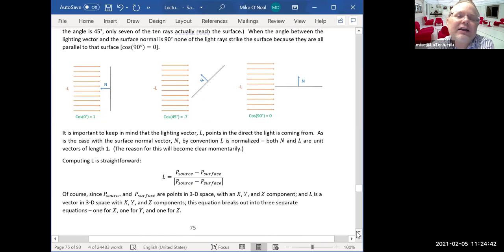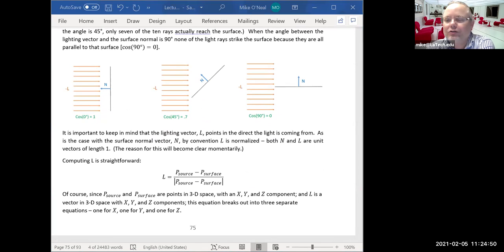So how do you get the lighting vector? Well, the lighting vector is frequently given to you. Okay, so in the math that we're going to do in the model that you're going to actually implement, we just assume that all of our light rays are parallel, and that makes computations easier.